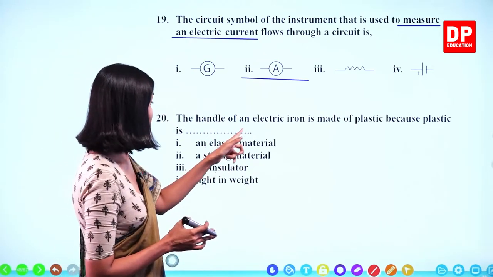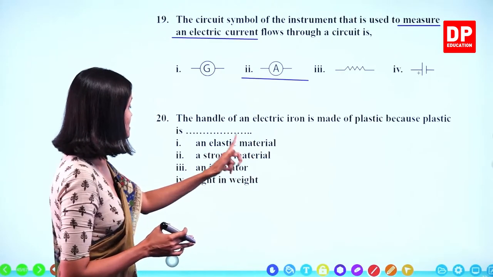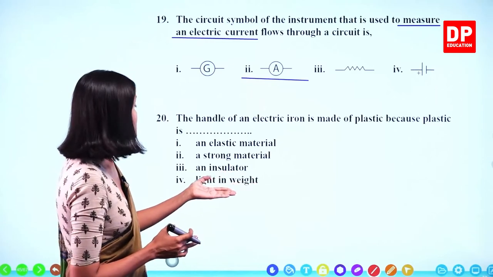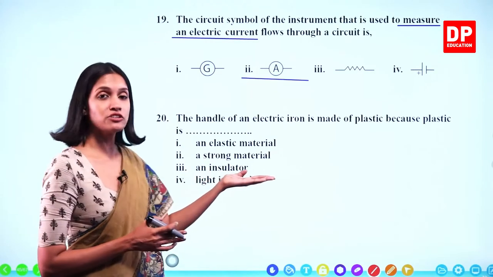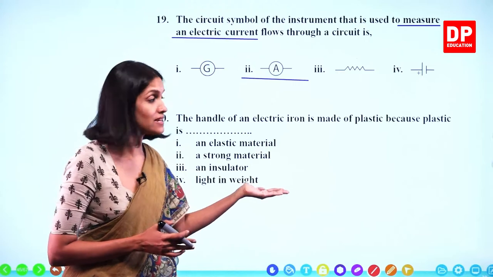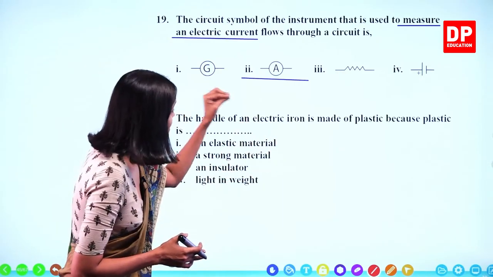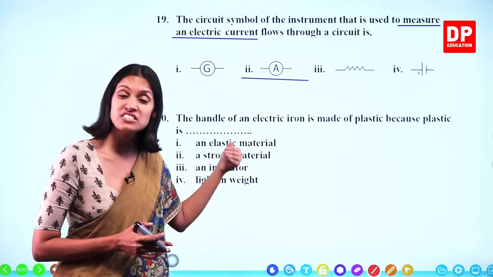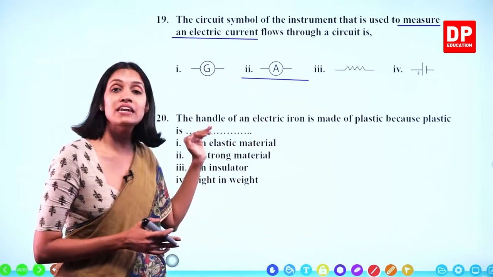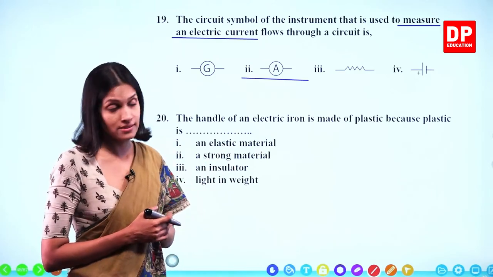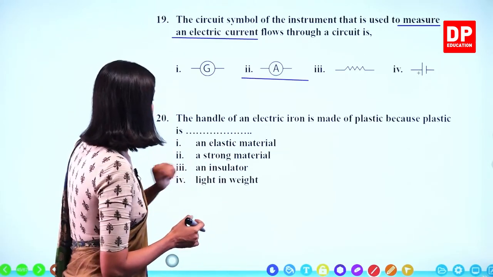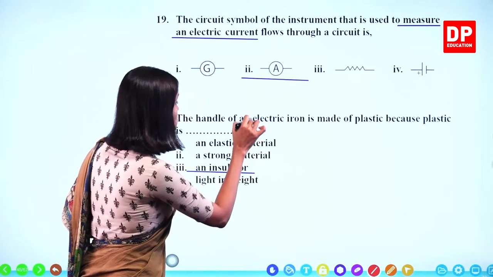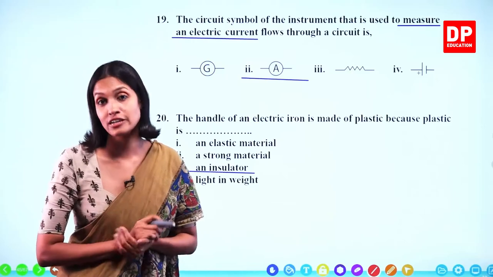An elastic material, a strong material, an insulator, light in weight. Right? So, strong and light in weight are also features of plastic. But we use plastic in an electric iron to make the handle for another purpose. It's a different purpose. That is because electricity does not flow through that, right? So it is an insulator. Because of this property of plastic, we use it to make the handle of the electric iron.